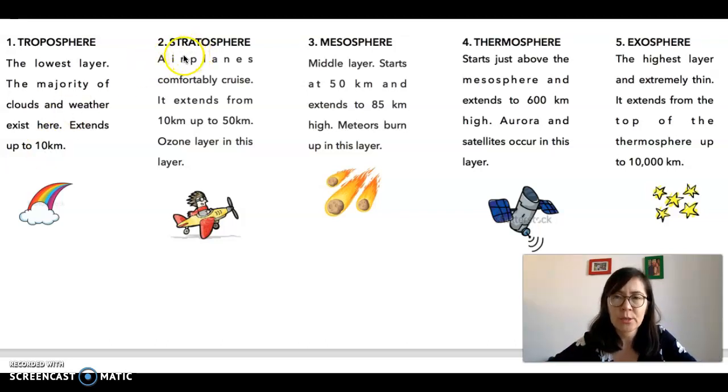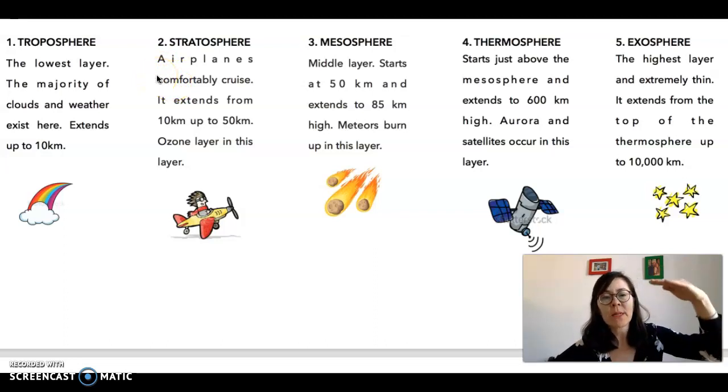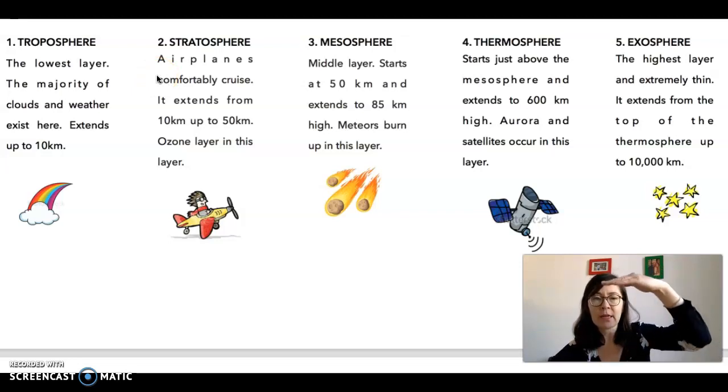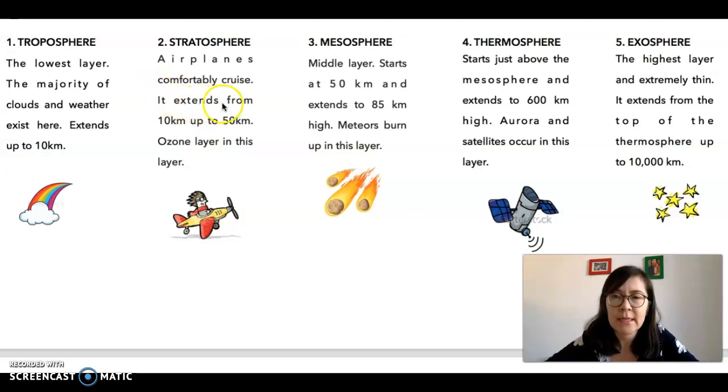Number 2 is stratosphere. This is the second layer, and in this layer, everybody, airplanes comfortably cruise. So what does it mean? In this layer, airplanes can travel without any problem. And it extends from 10 kilometers up to 50 kilometers. And one important point about this layer is that the ozone layer is in this layer.